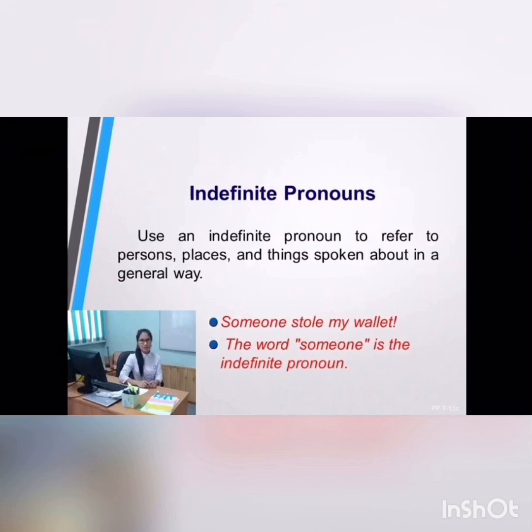We use an indefinite pronoun to refer to persons, places, and things spoken about in a general way. Someone stole my wallet.